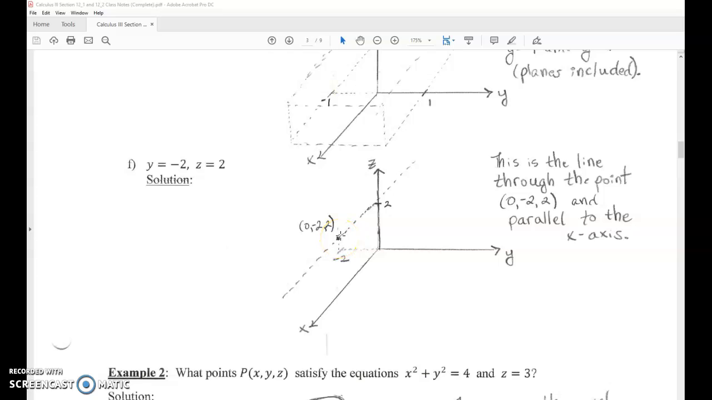But x can't just be 0, it's anything. So you slide that point along the entire parallel to the x-axis, and it gives you that. So seeing something like this is actually a line. It's the line through the point 0, minus 2, 2, and parallel to the x-axis.